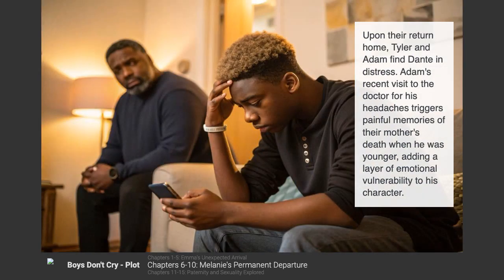Upon their return home, Tyler and Adam find Dante in distress. Adam's recent visit to the doctor for his headaches triggers painful memories of their mother's death when he was younger, adding a layer of emotional vulnerability to his character.